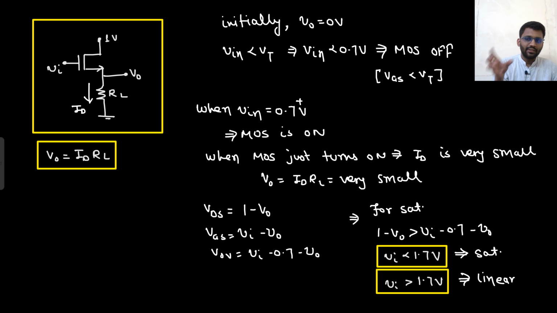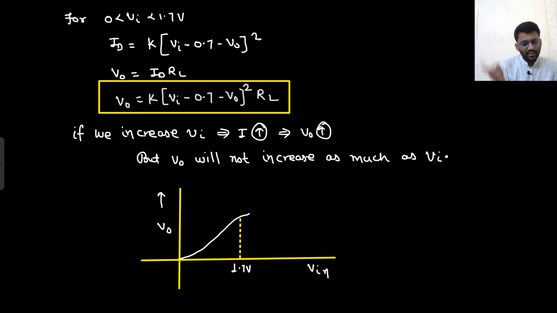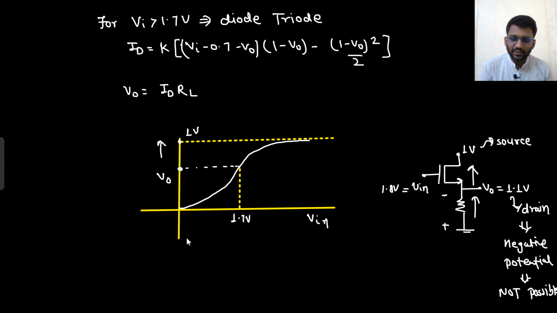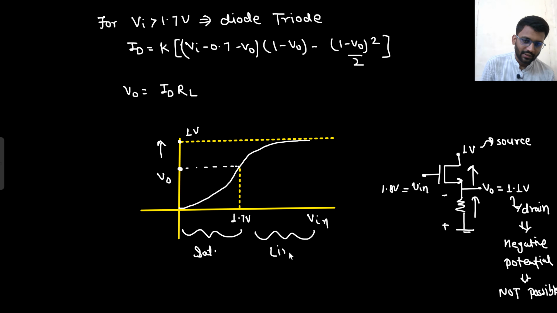You will start with V in. V in increases, then the current will increase, then V naught will increase, but V naught will not increase as much as V in. Now if V in keeps on increasing, V naught will also keep on increasing, and the region will also change. Here what was the region of operation? Here the region of operation was saturation and here the region of operation was linear. The region of operation will also change, but the maximum value V naught can attain is 1 volt.